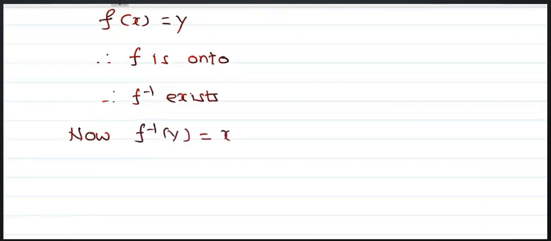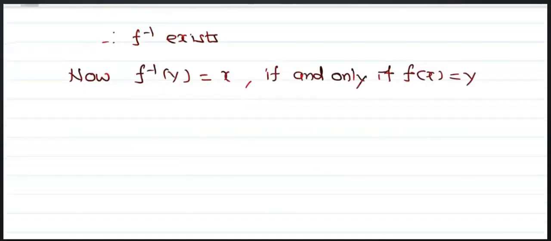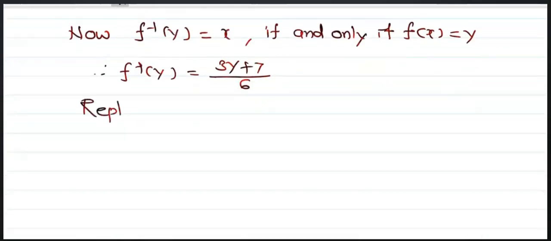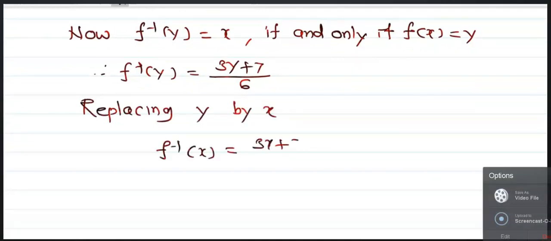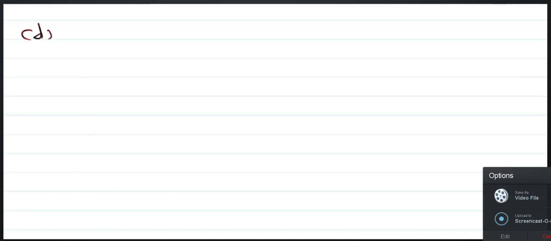Now, f inverse of y is equal to what? The f of x is equal to y. Then what is f inverse of y? f inverse of y is x if and only if f of x is equal to y. Therefore, f inverse of y is equal to 3y plus 7 upon 6. If we replace y by x, then f inverse of x is equal to 3x plus 7 upon 6. Now see this again.